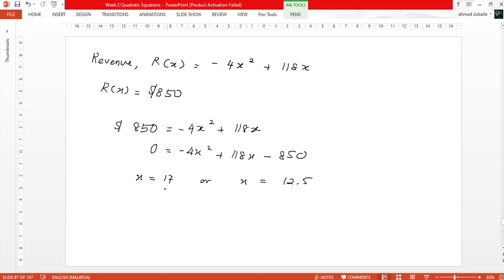So this is the number of x, or the number of items, which is the superb tires, in order to get the revenue of $850. Right, so don't forget to round off this value to the nearest whole number. So this is approximately 13. Therefore the answer, the number of tires in order to get this amount of revenue, you need 17 or 13 tires. Alright, so these two are the final answer.